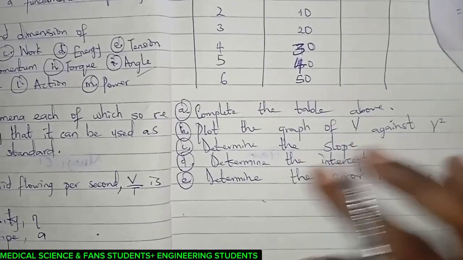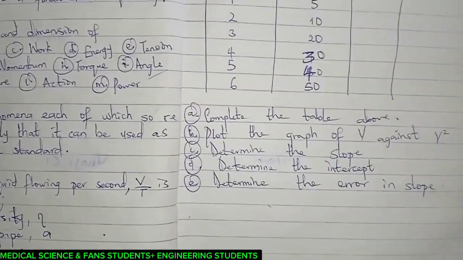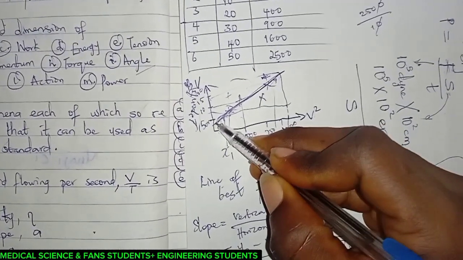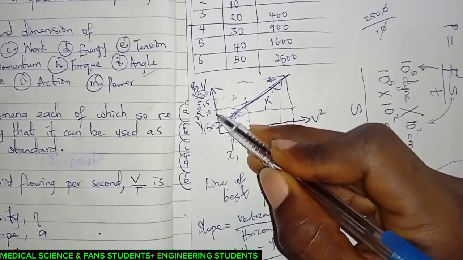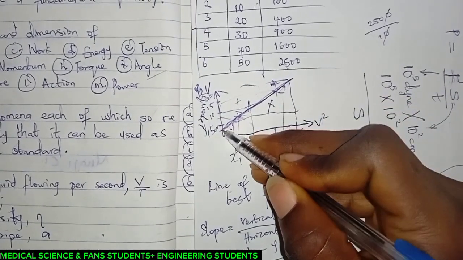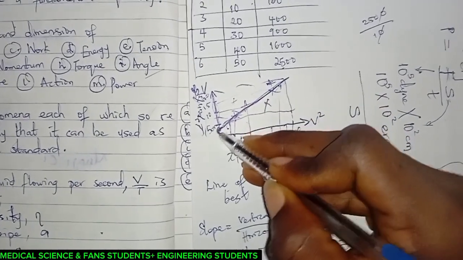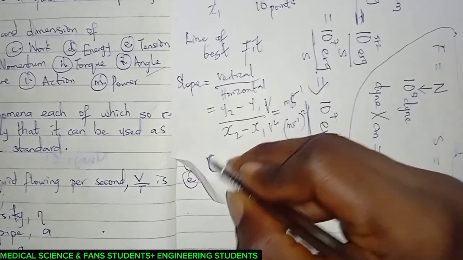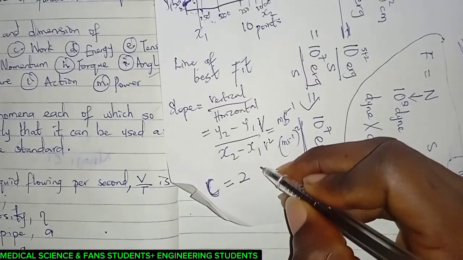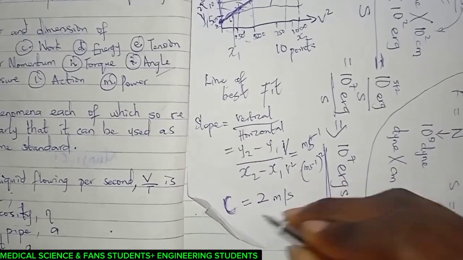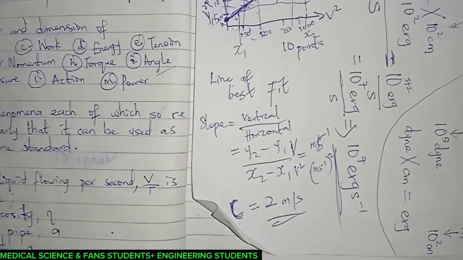Now the intercept. What is the intercept? You need to know that the intercept is simply the point where your line of best fit touches your vertical line. You see this line of best fit? The point where it touches this vertical line, whatever value you have here, let's say it is 2, becomes your intercept. So c equals 2. And notice that this one is given by v, so it's going to be 2 meters per second as your intercept. So you need to know that.